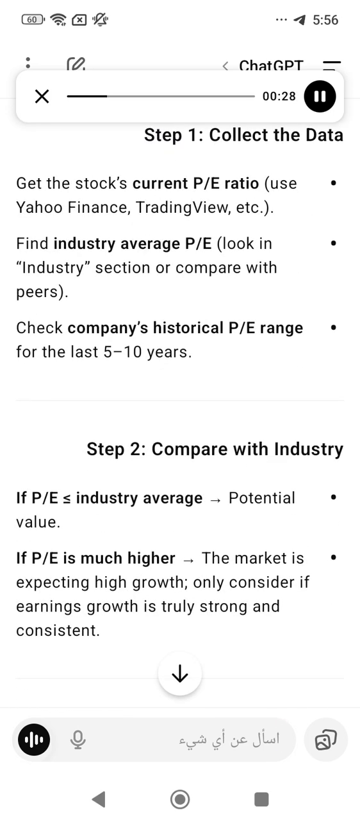Step 2. Compare with industry. If PE is below industry average, potential value. If PE is much higher, the market is expecting high growth. Only consider if earnings growth is truly strong and consistent. Step 3. Compare with company's own history. If PE is below the 5 to 10-year average, stock may be undervalued. If above average, stock may be expensive relative to its own history.